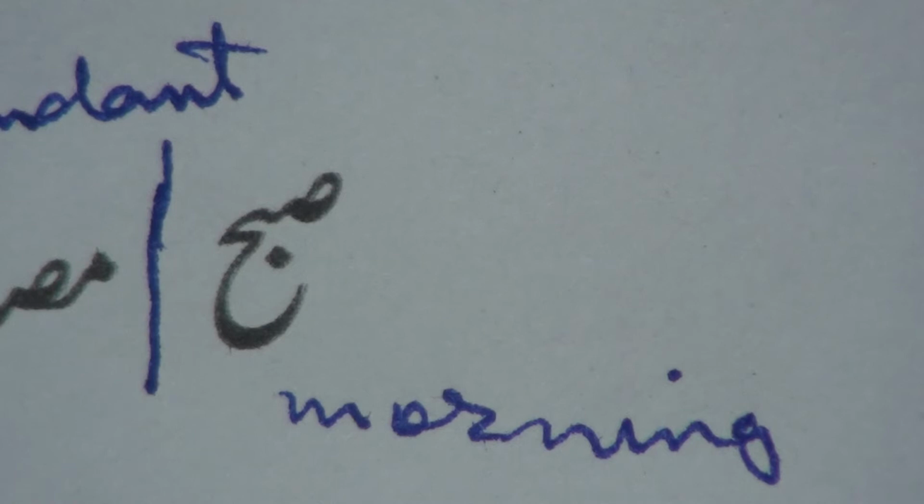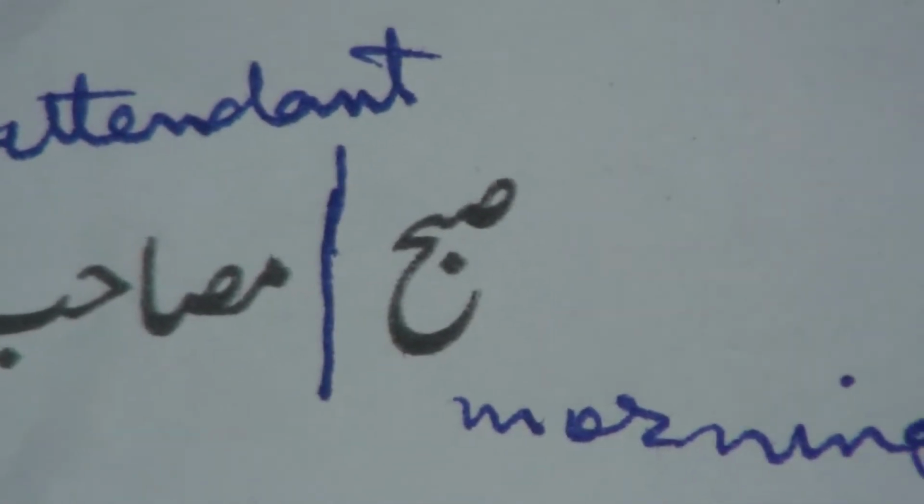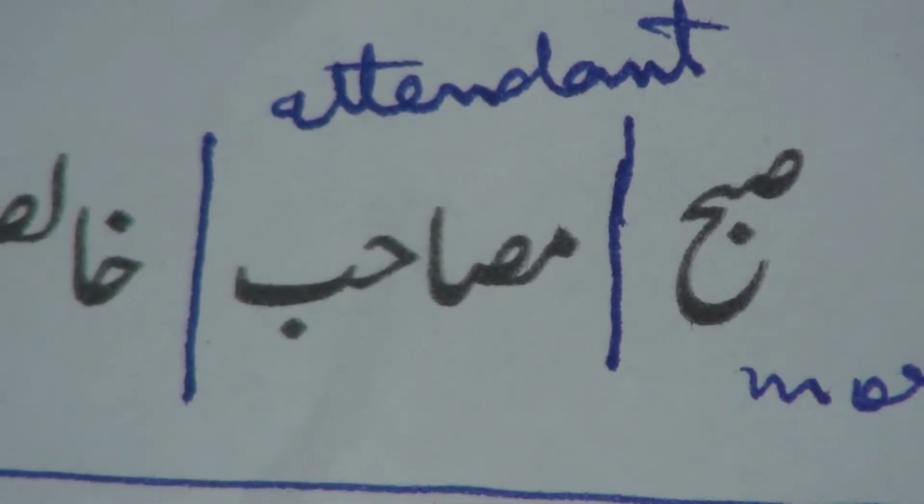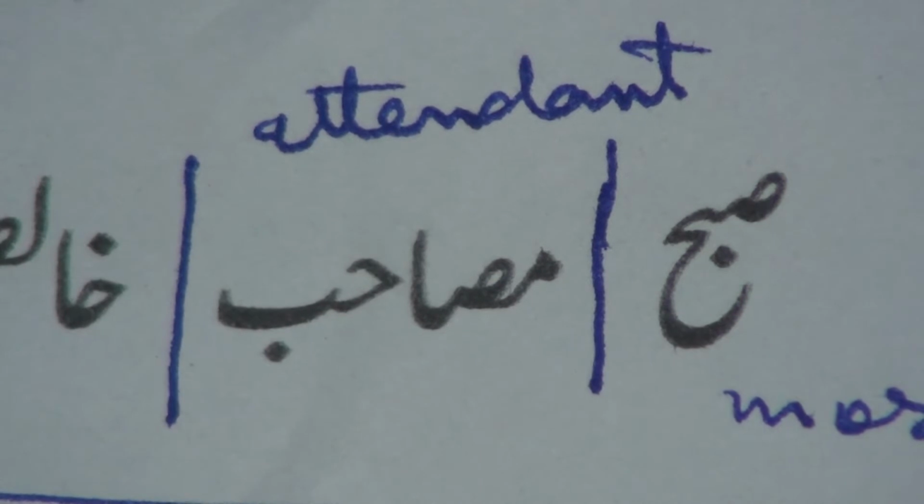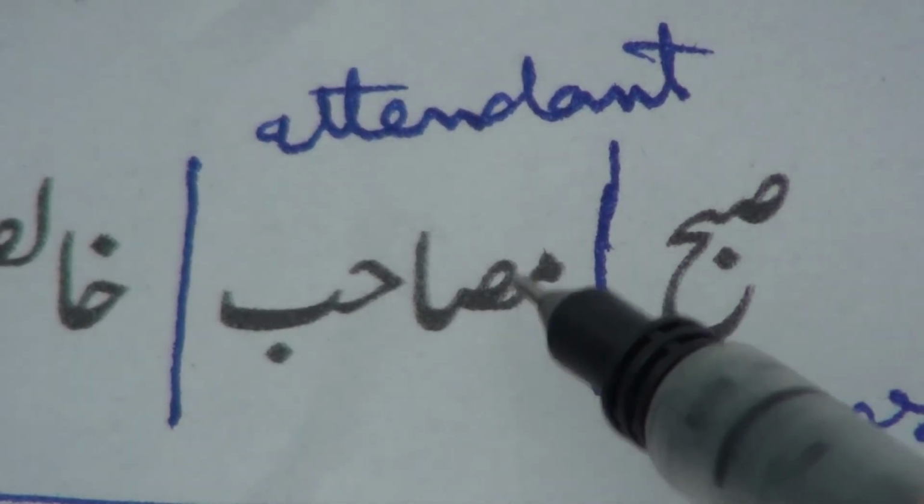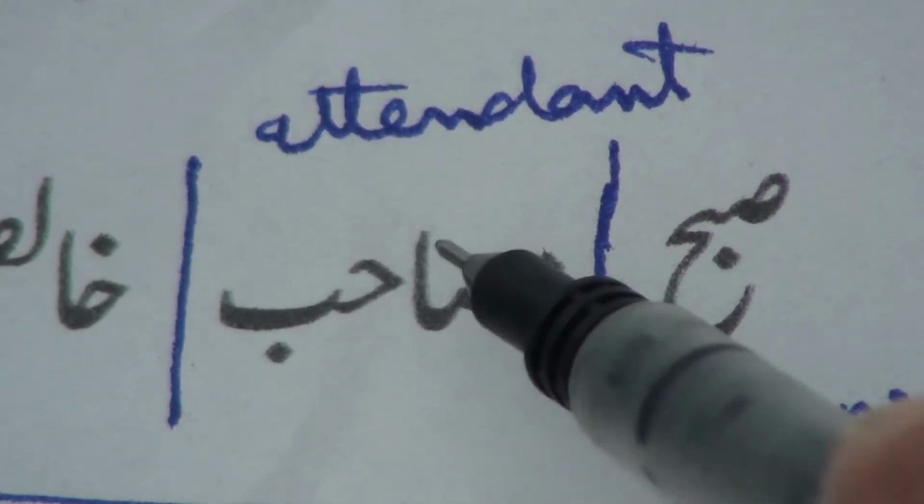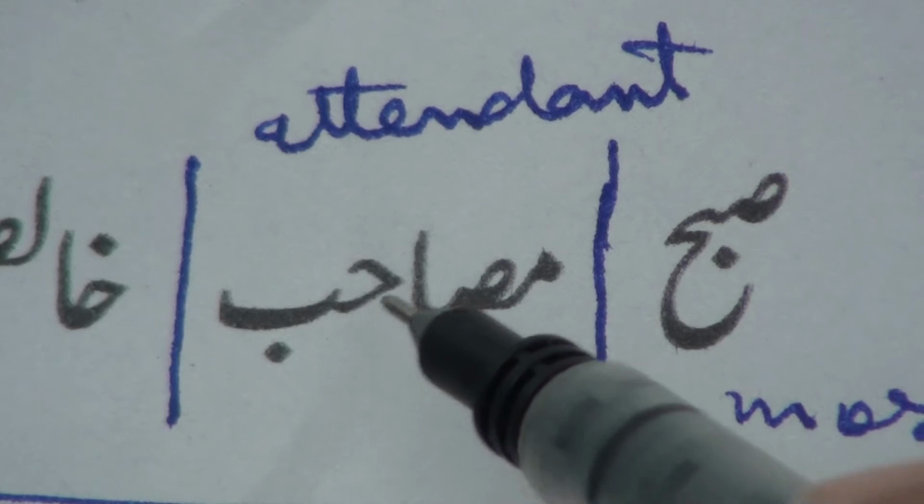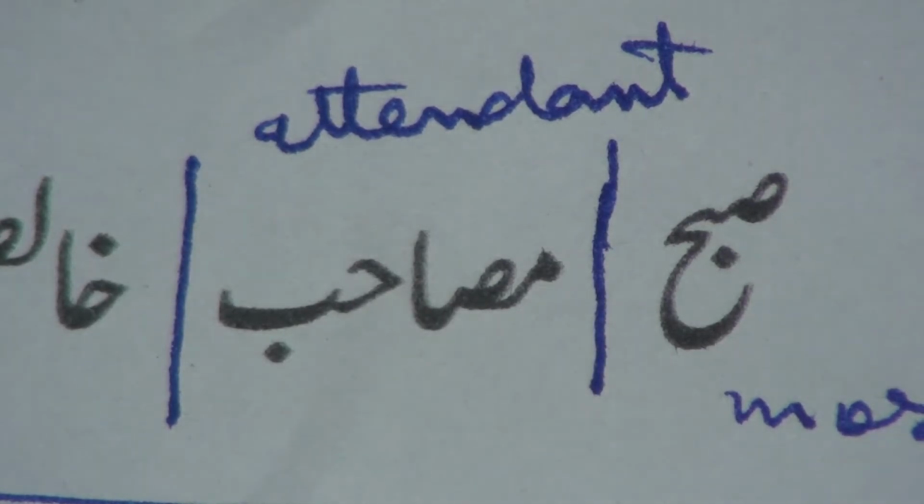When Swarth is in the middle of a word, what is its shape? We take a word Musahib. First letter is Mim, then Swarth, then Alif. Musa and He, Be, He. Musahib. Musahib means attendant.